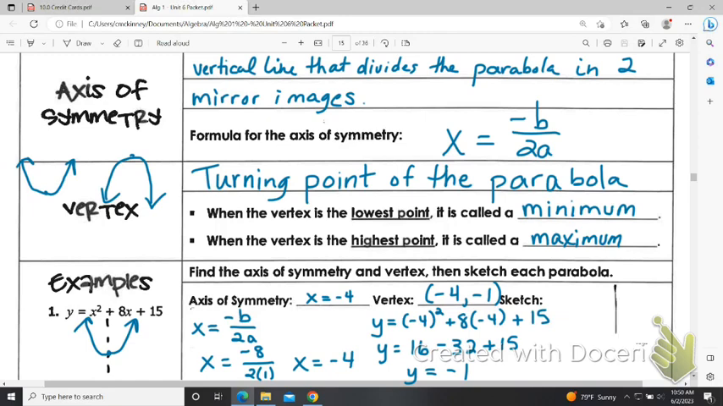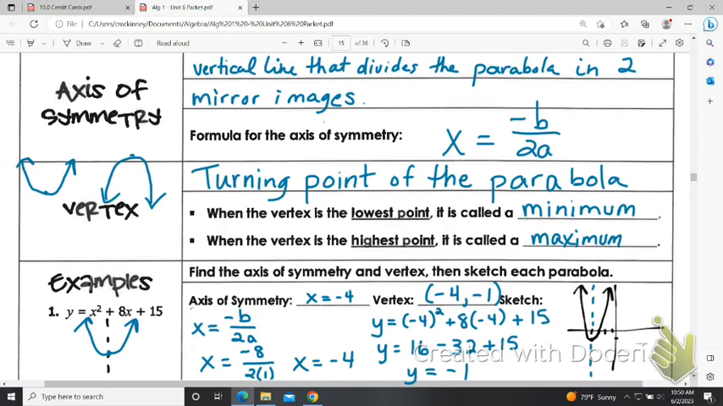So a very rough sketch would be that I have an x and y axis. Negative 4, negative 1 would be here. And then I know that this is going up. I know that this is my axis of symmetry that would divide it in half. I usually make that a dotted line. And then this side is going up, and this side is going up.